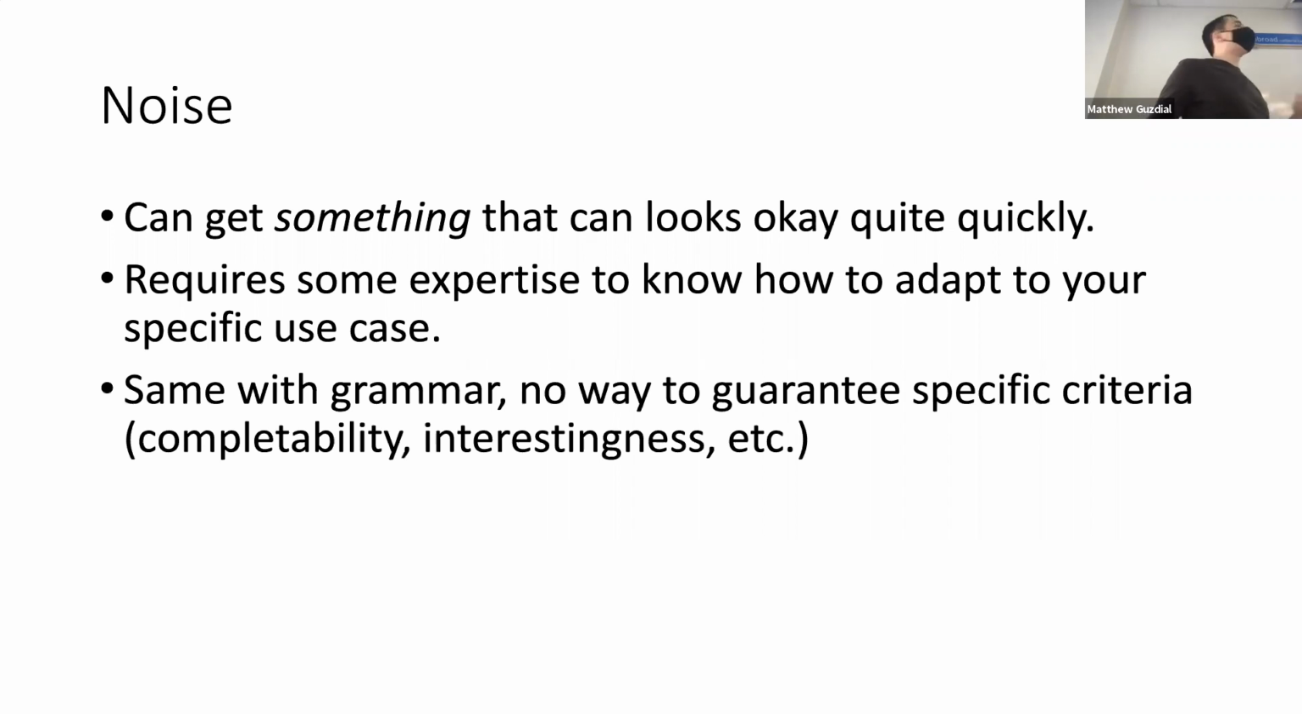Same with the grammar. There's also no way to guarantee specific criteria. So like how interesting it's going to be, how completable it's going to be. One thing you can do, and which was true in some of the earliest games that use PCG, was they would find a whole bunch of interesting offsets, interesting keys, and then they would just save those. And the player could only grab from those interesting ones. So it wasn't pure random. You couldn't get anything from within that space, just the ones they picked out as being good.